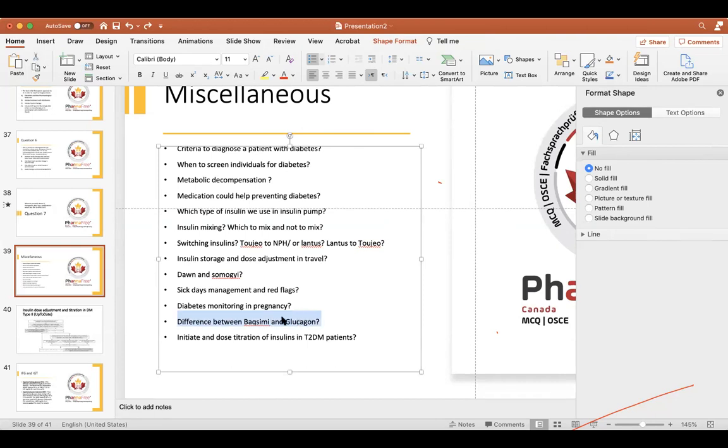Glucagon is the intramuscular injection, the IM glucagon, normal glucagon. Baqsimi is nasal. It contains 3 milligrams of glucagon. How many milligrams for the injection? 5? 1. It's only 1 milligram. Okay. For Baqsimi, it's 3 milligrams.